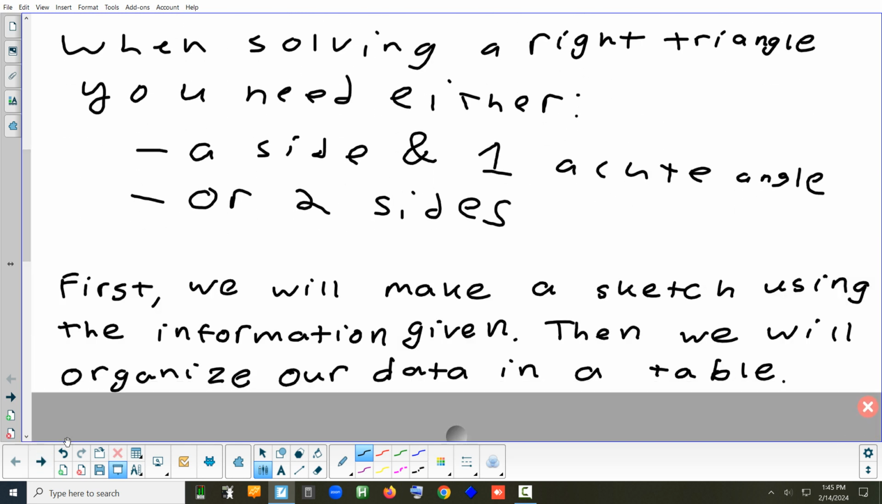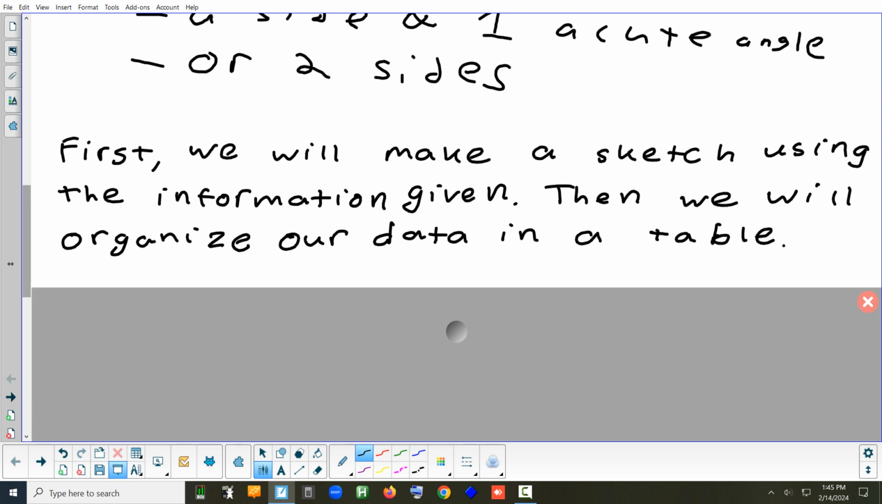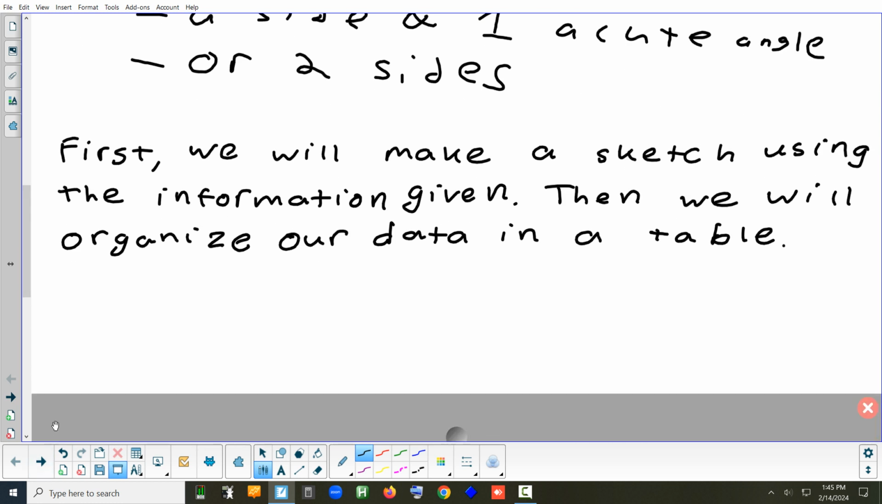So the first thing we're going to do is make a sketch, because we have to be able to visualize what's opposite, what's adjacent. The easiest way to do that is to take everything they give you and then make a diagram. Then off to the side of the diagram, we're going to make a table, and that's where we're going to put all our information, because it's going to be a lot of work. So it's easier if we put all our answers in one spot, so it's nice and organized. That's pretty much it.